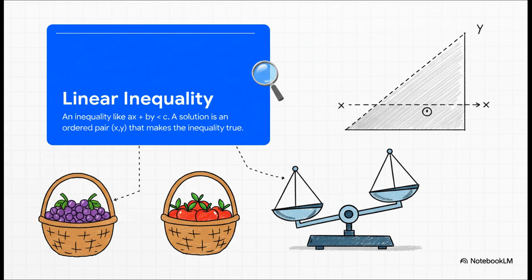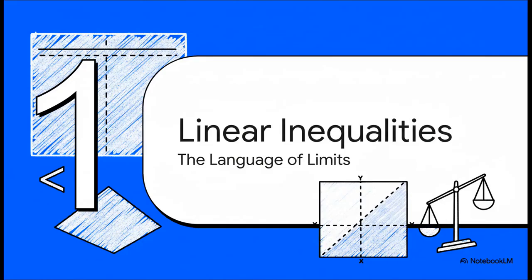So this is the fancy math way of talking about those limits. An equation is like a perfectly balanced scale. But an inequality? That's when one side is a little heavier. It's not exactly equal, but it's less than or greater than some amount. All right, let's start with the absolute basics and really wrap our heads around what makes this so different from a simple equation you might be used to.